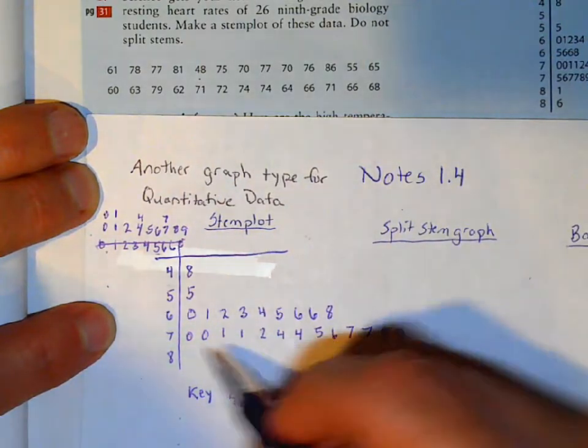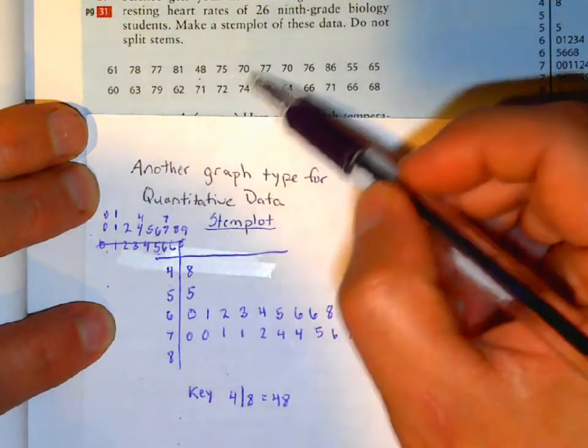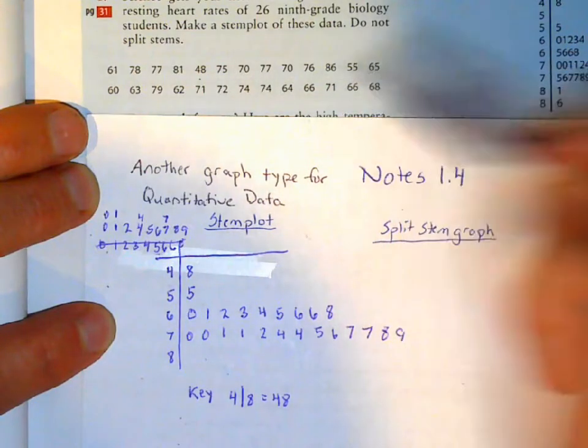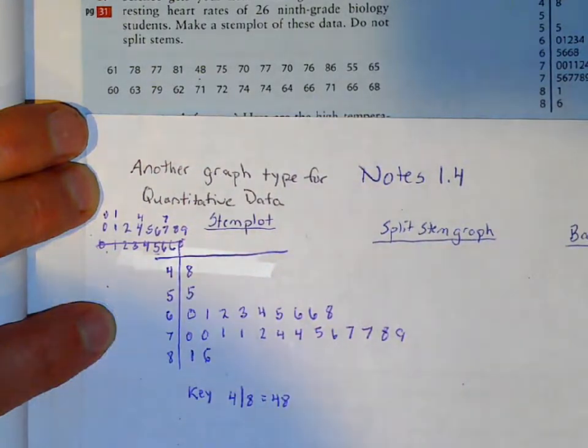Okay, then I go to my 80s. And in the 80s, I have an 81 and an 86. 81 and 86. And there I have my stem plot.